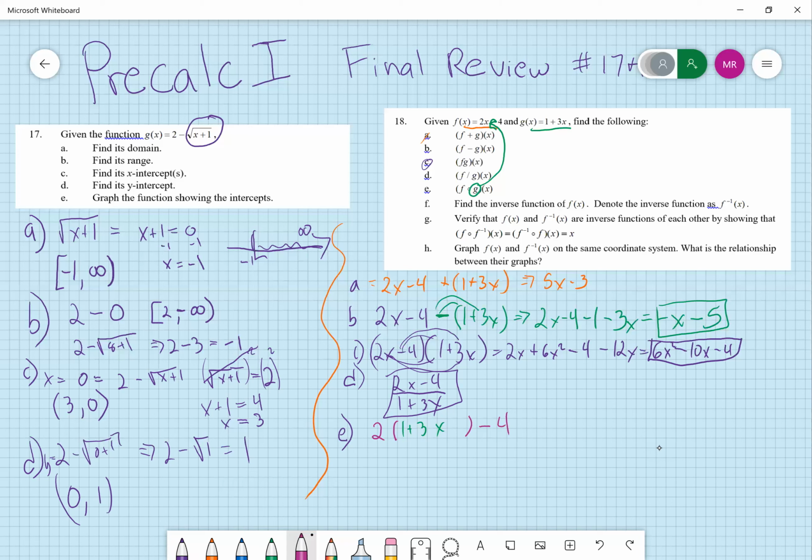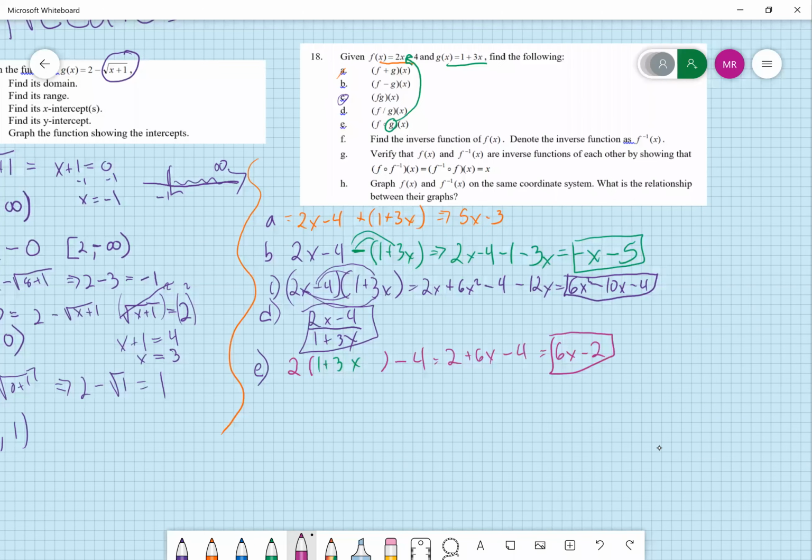And then it's just a process of simplifying. Foiling and simplifying. 2 times 1 is 2. 2 times 3x is plus 6x. And then -4. Combining like terms gives us 6x, and positive 2 minus 4 is -2. So f of g of x is 6x minus 2. And to give a little bit more space, we're going to move this over here.